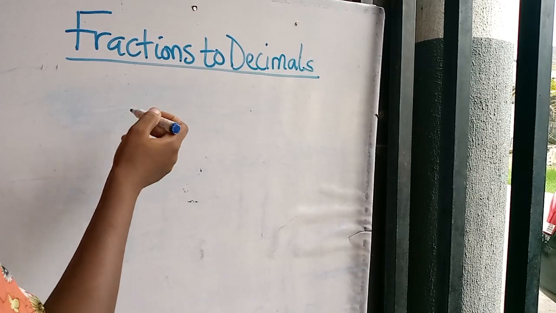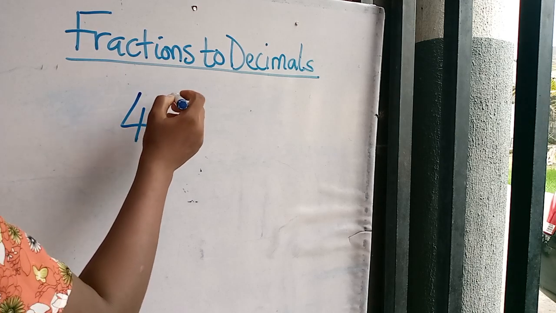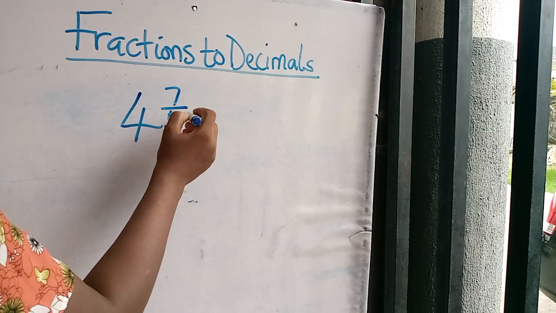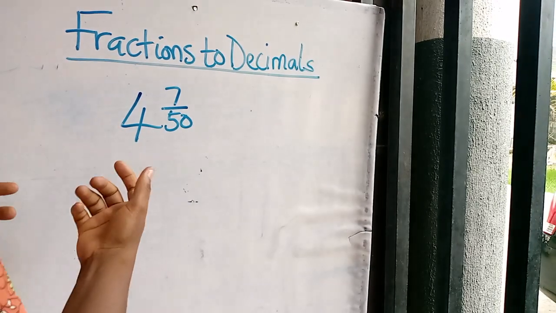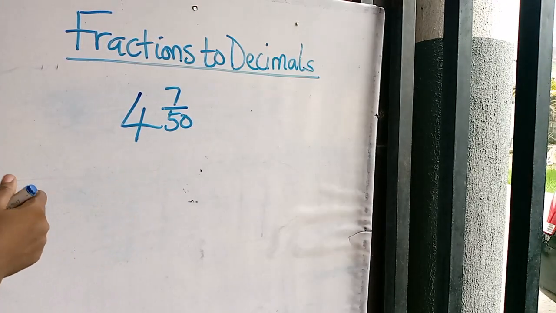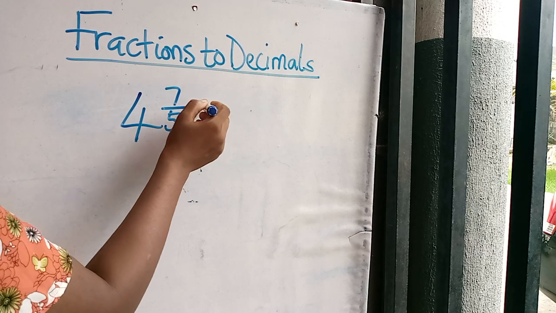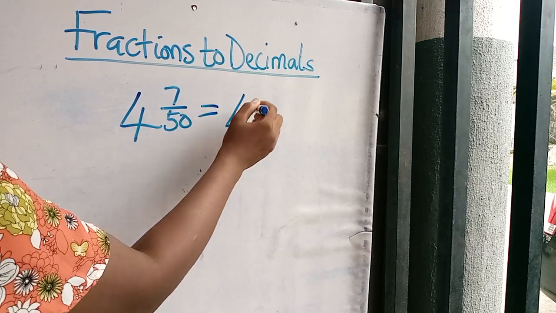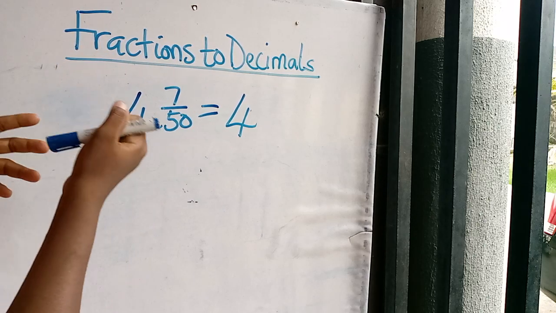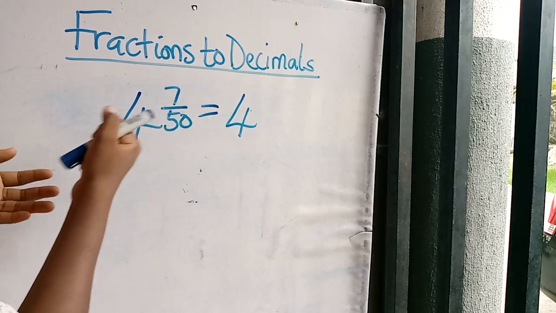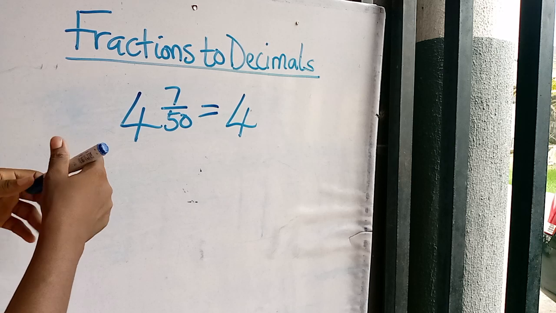You may wonder, what if you get a mixed number like 4 whole number 7 over 50? What if you see something like this? 4 whole number 7 over 50. What will you do in this instance? There is nothing different from what we just did. All you need to do is bring out your whole number 4. Then you change the 7 over 50 to a base 10 denominator.